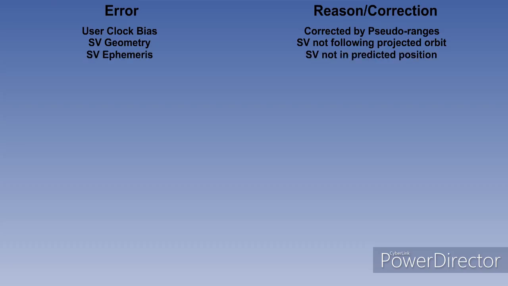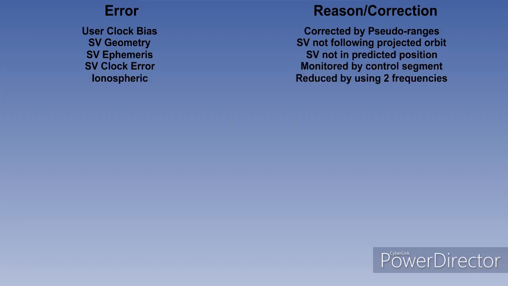Ephemeris error is the space vehicles not being in their predicted position due to the effects of perturbations in gravity from the Sun, Moon and planets. SV clock error is monitored by the control segment. Ionospheric error is reduced by using 2 frequencies, the L1 and L2. Multipath error is caused by reflected signals from the ground or buildings.